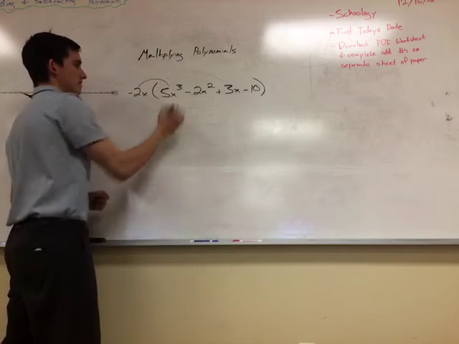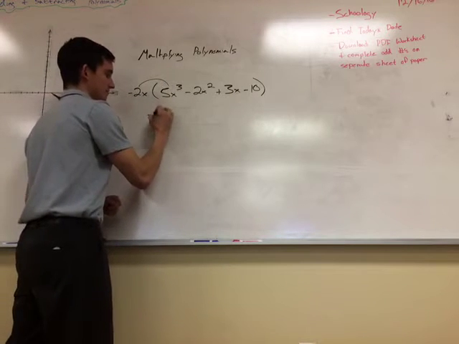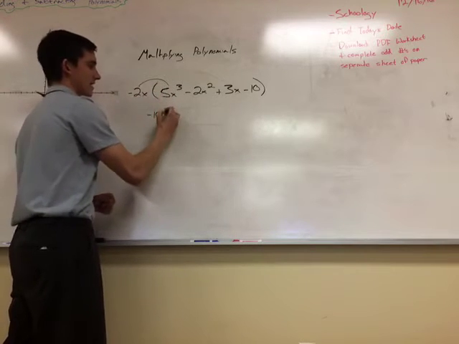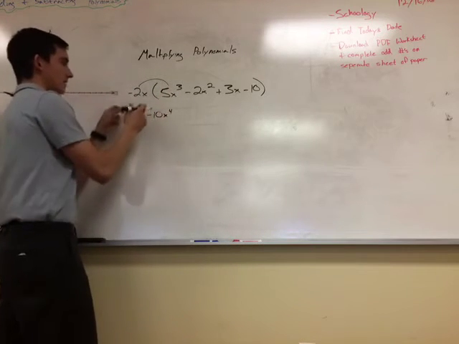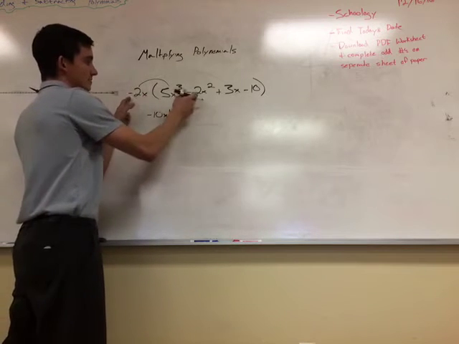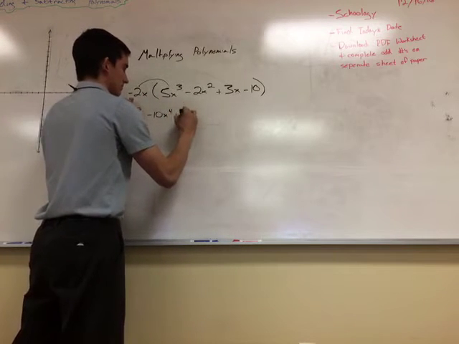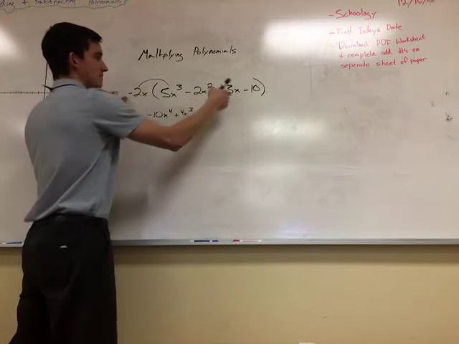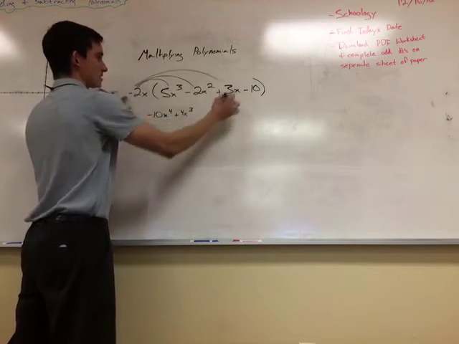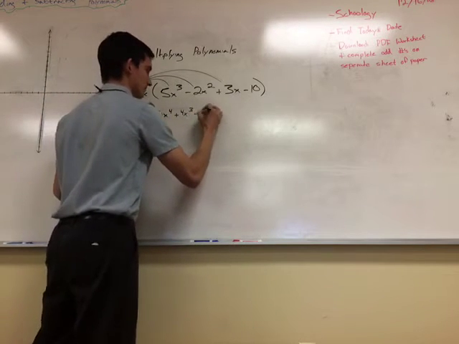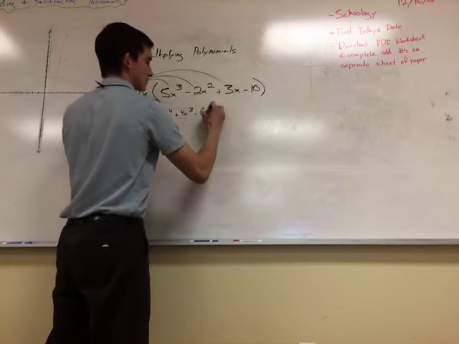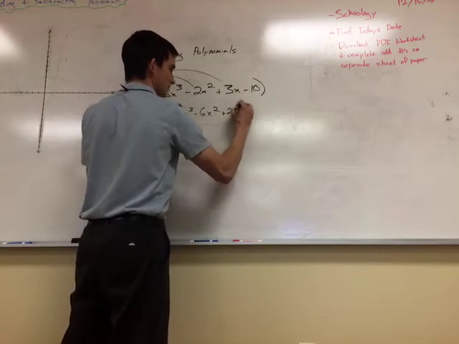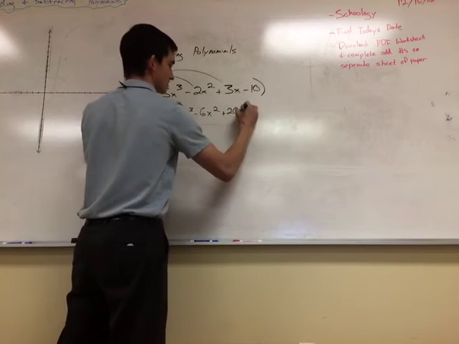Okay, so negative 2 times 5 is negative 10, and then x, that's x to the first. X times x cubed is going to be x to the 4th. Negative 2 times negative 2 is positive 4. X times x squared is going to be x cubed. Negative 2 times positive 3 is negative 6. X times x is x squared. Negative 2 times negative 10 is positive 20. X times nothing is just x.